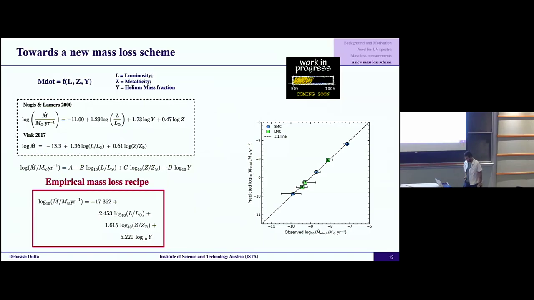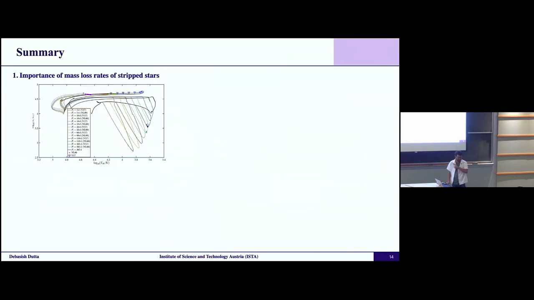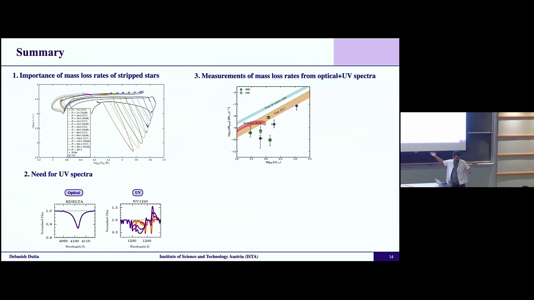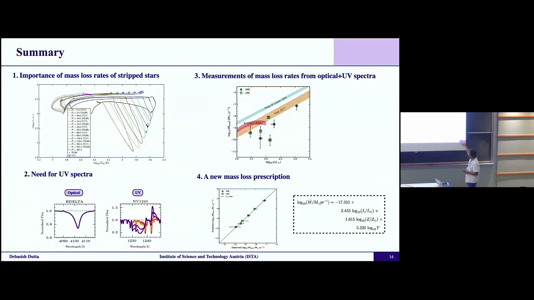And this is what I needed to talk about. I'd like to quickly summarize what I said. So I started with why mass loss rates are important. Then I went on to say why we need the UV spectra. Then I showed you my mass loss measurements from optical and UV together. And then finally I showed you my new attempts in constructing a new mass loss prescription. Thank you.